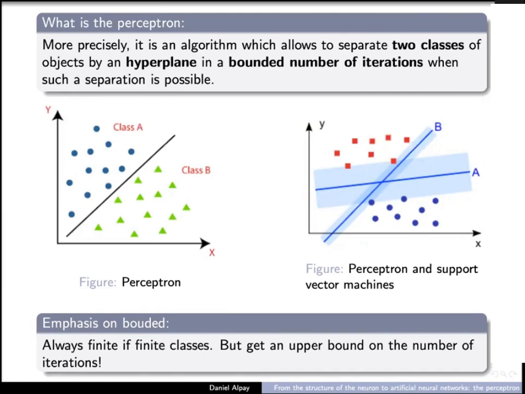Starting point is the following. You have two classes. You know that you can separate them. Oh, okay, I got it. Because otherwise... okay, got it. So it's a lot of hypotheses.